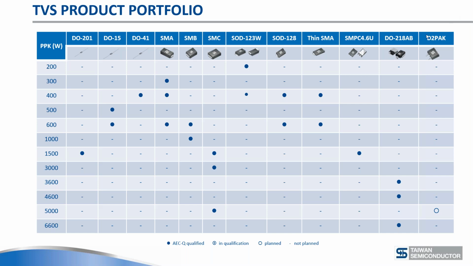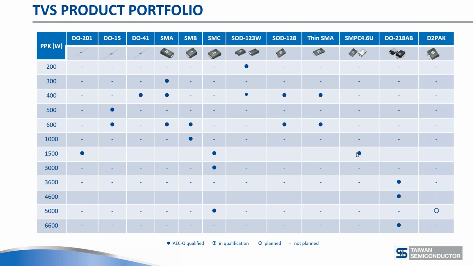If you move to the third from the right, SMPC, also called TO277, repeating the package name here. This actually does 1.5 kilowatt, and it offers a significant footprint savings over the SMC device. So that is a new product that was introduced a couple of years ago, but that could be a good contribution.